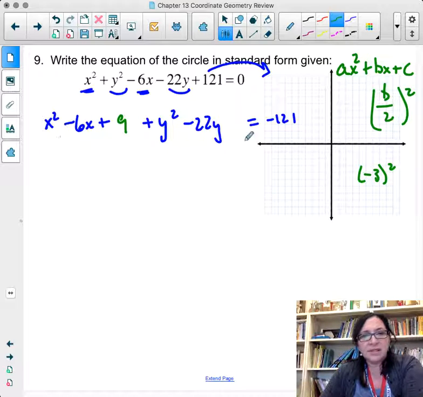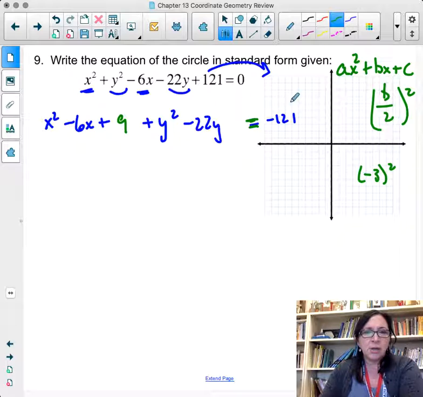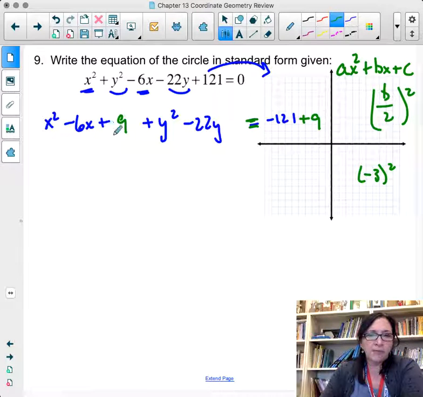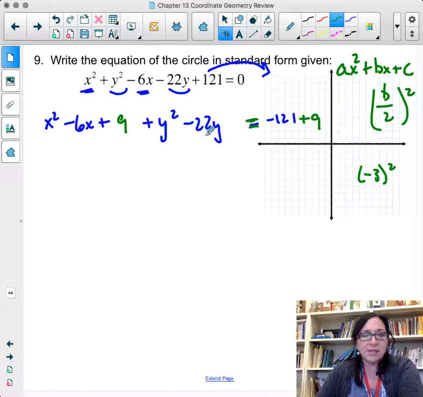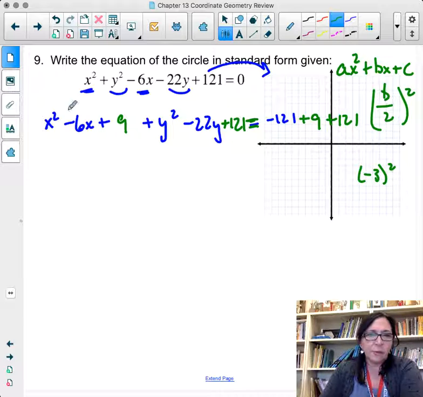Keep in mind, this is an equation. It does have an equal sign. Anytime you do something to one side of the equation, you do have to do it to the other. So we do have to add 9 to the right if I'm adding 9 to the left. In addition to this, I'm going to complete the square here and take half of 22, which is 11. Square 11 is, again, 121. And I'm going to add 121 to this side as well.